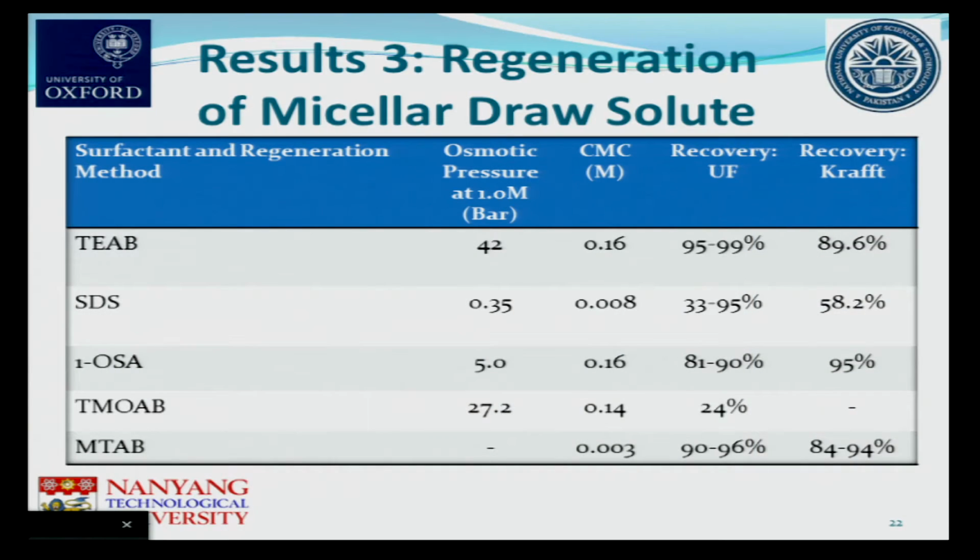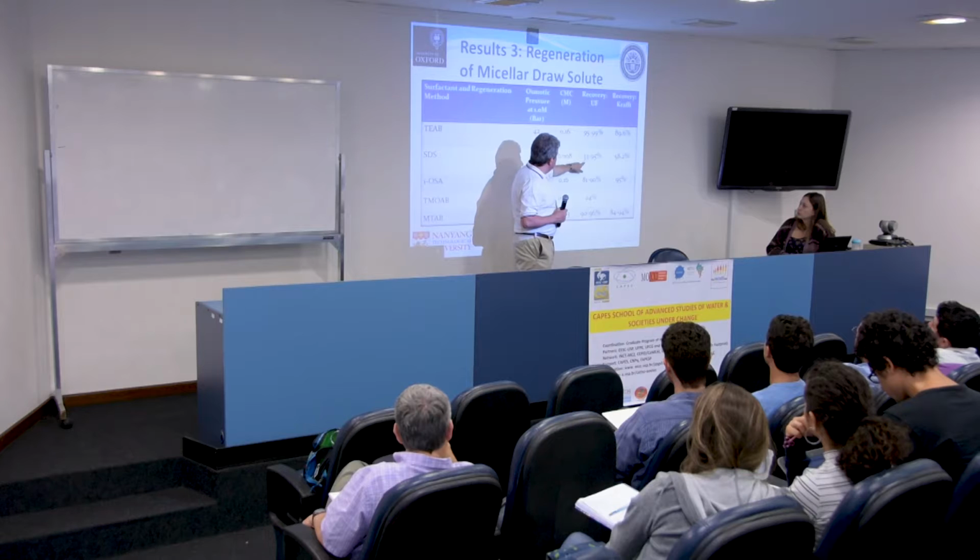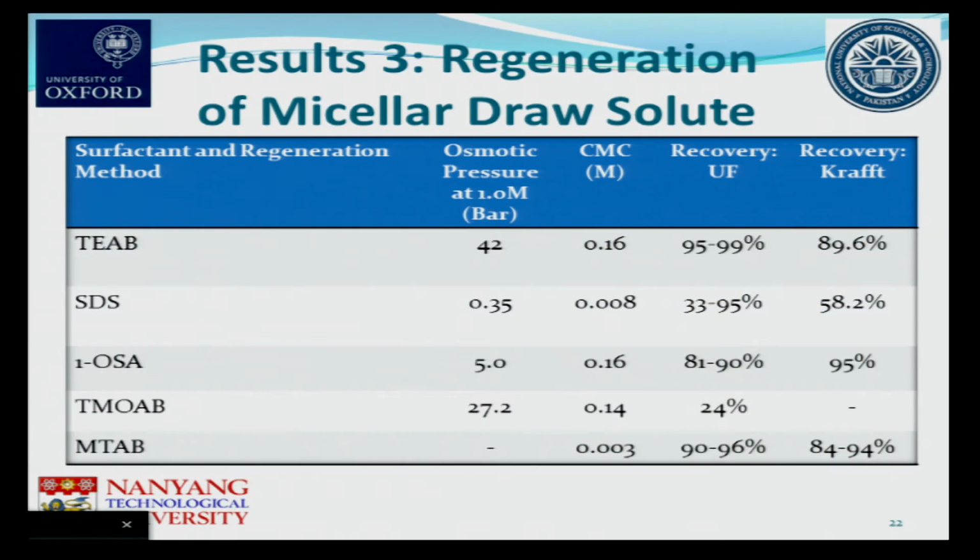Here I'm looking at regeneration. For instance, if I take an SDS, that's the osmotic pressure at 1 bar. That's my CMC, it's quite low. If I use a Kraft technique, I can recover about 58%. If I just use ultrafiltration, I can get it up to 95%. But you can see that it's reasonably well recovered.